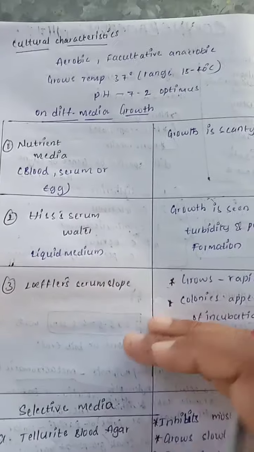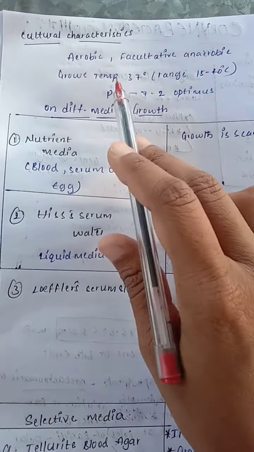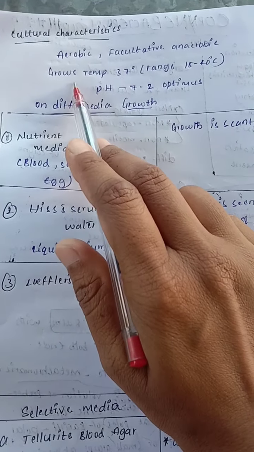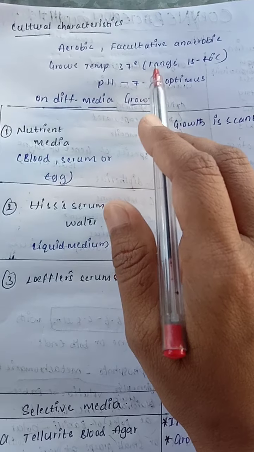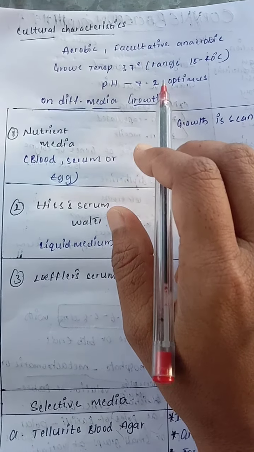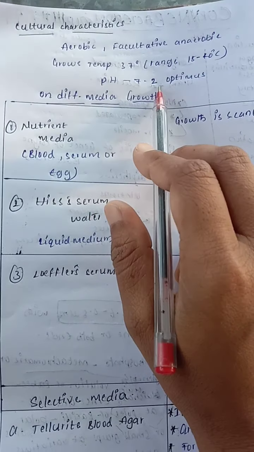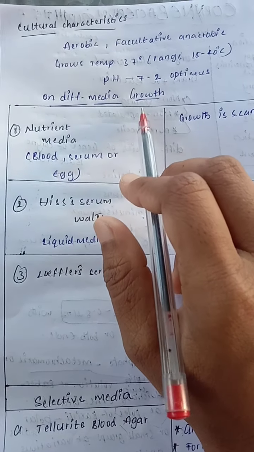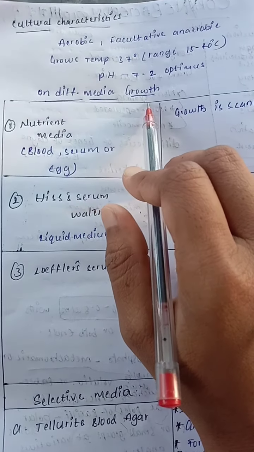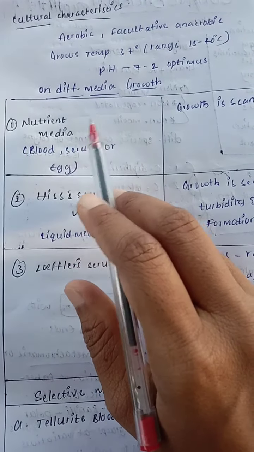Now let us come to cultural characteristics. It is aerobic, which grows in the presence of oxygen, and a facultative anaerobe. It grows at a temperature of about 37 degrees, with a range of about 15 to 40 degrees, and the optimal pH is 7.2. Now, on the different media, how is the growth of Corynebacterium diphtheriae?